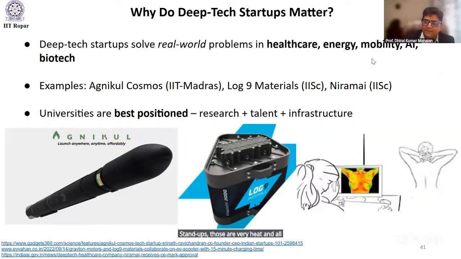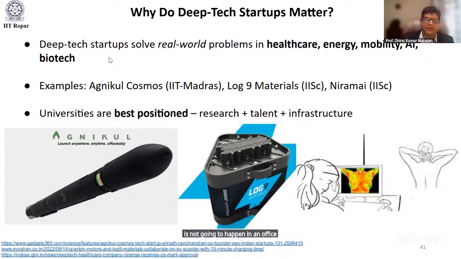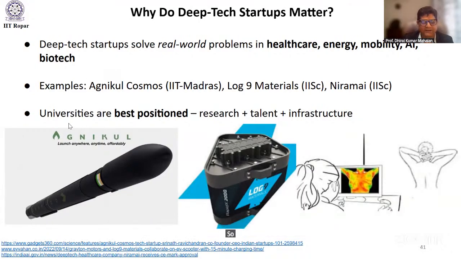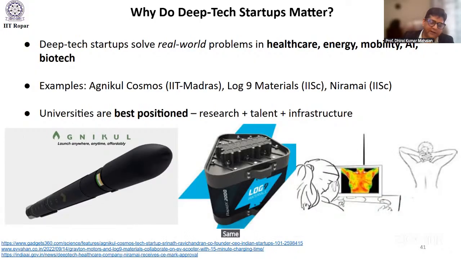But deep tech has its own requirements, and all the deep tech is not going to happen in an office in Bangalore. It is going to happen in a university which has given freedom to faculty and students to try things. So this is where I think universities are best positioned, where research plus talent and infrastructure are all present in the same, say, 100-meter by 100-meter area.